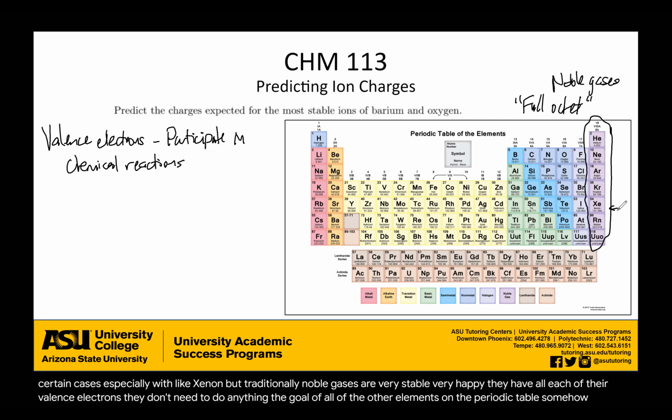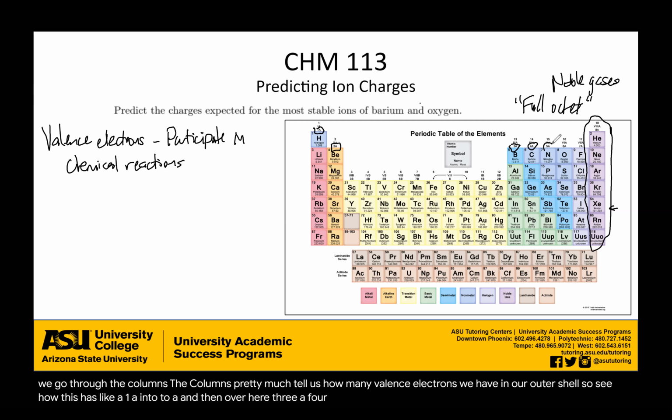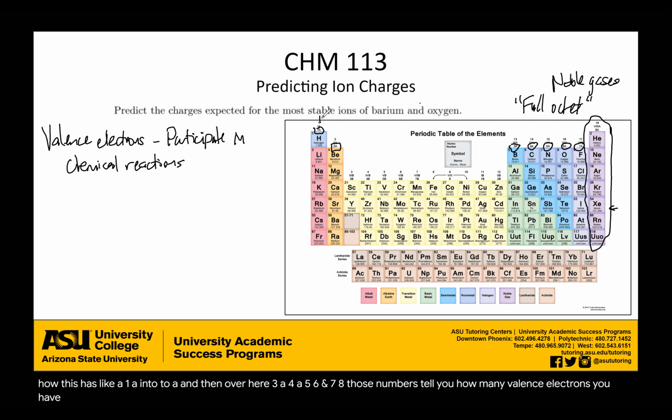When we go through the columns, they pretty much tell us how many valence electrons we have in our outer shell. See how this has a 1A and a 2A, and then over here 3A, 4A, 5, 6, and 7A? Those numbers tell you how many valence electrons you have. You have 1 valence electron here, 2 there, 3, 4, 5, 6, 7.